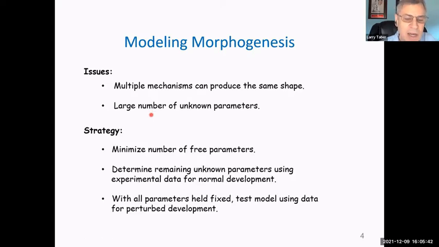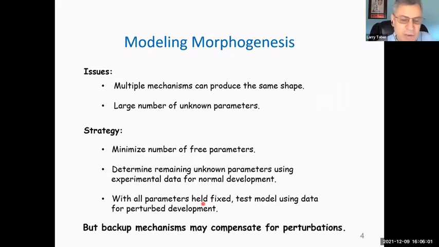So our main strategy is to first minimize the number of free parameters, then determine the remaining unknown parameters using experimental data for normal development, and then, with all parameters held fixed, test the model using data for perturbed development. But all of this is complicated further by evolution, as embryos have developed numerous ways to compensate for perturbations. So if we perturb the embryo, it's sometimes very hard to interpret the result of the experiment.